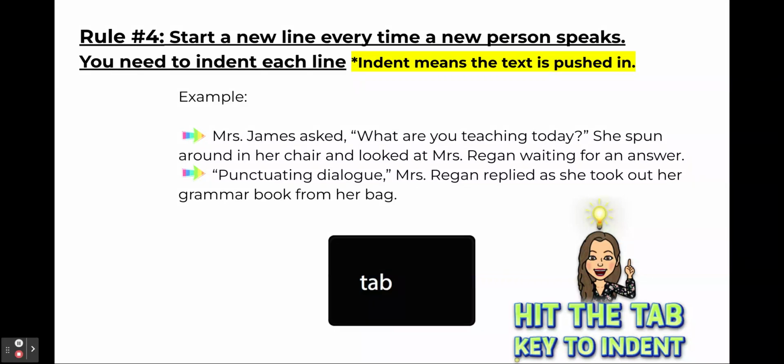Rule number 4, start a new line every time a new person speaks. You need to indent each line. Indent means the text is pushed in. Usually you do that with the tab key by hitting it one time.